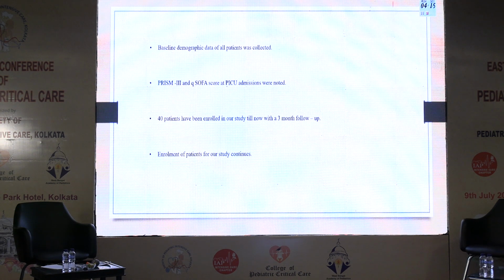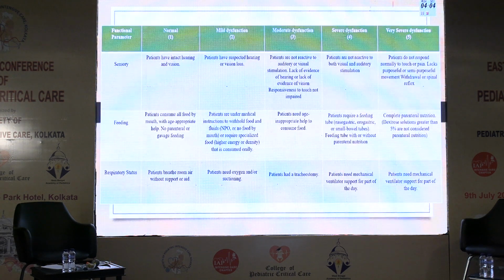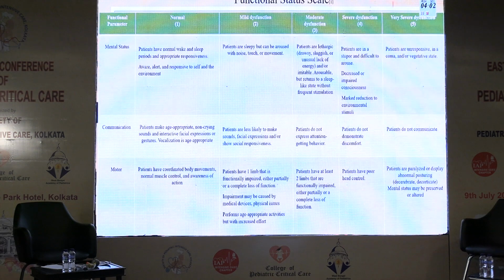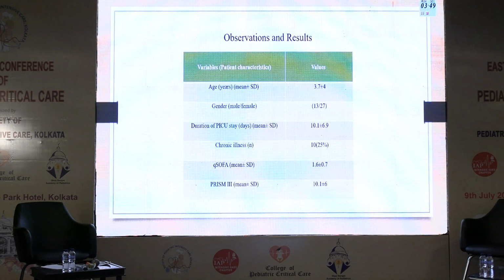So this is basically the functional status scale. A bit crowded. We need to focus on the fact that there are 6 parameters: mental status, communication, motor, sensory, feeding and respiratory status. These are scored whether they are normal, and the final scoring of 5 is given if there is very severe dysfunction. So the minimal score is 6 and the maximum is 30, and as the score increases, the disability increases.